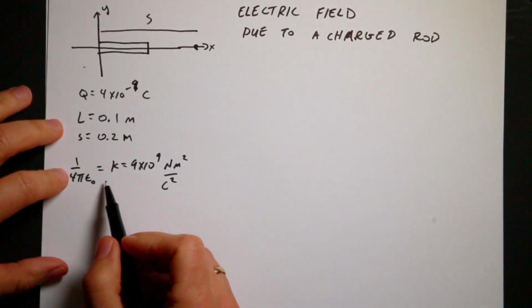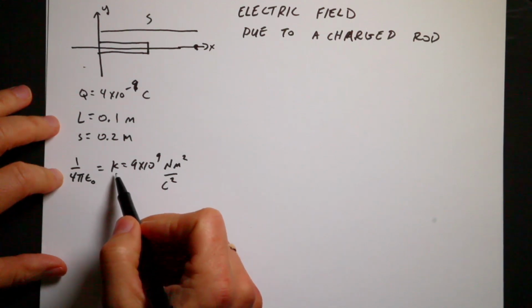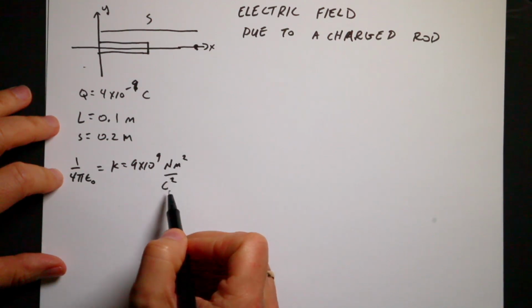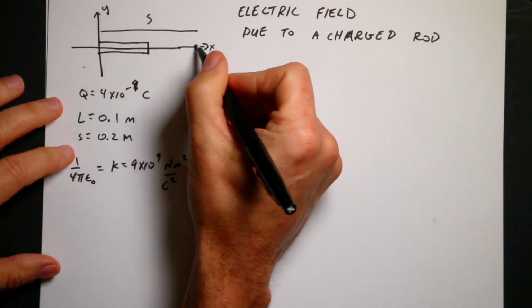And then I have the Coulomb constant, 1 over 4 pi epsilon naught. Some people write it as K. It's 9 times 10 to the ninth newton meters squared per coulomb squared. So how do I find the electric field at that point due to this?